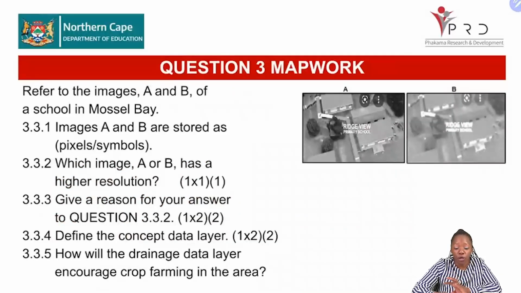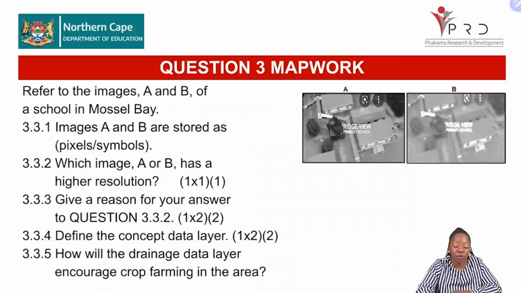Then your Figure 3.3. Remember, that's where you will get questions from your GIS. You refer to images A and B of the school in Mossel Bay. So here is picture A and here is picture B. Let's see what questions we have.